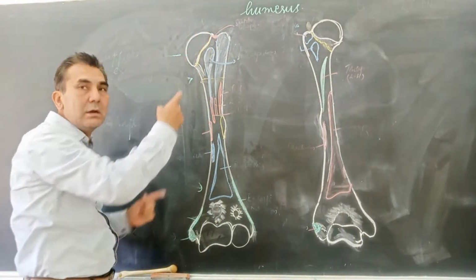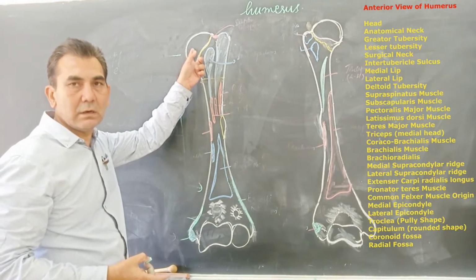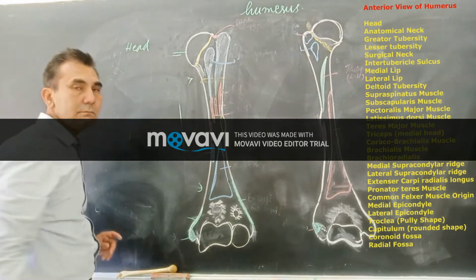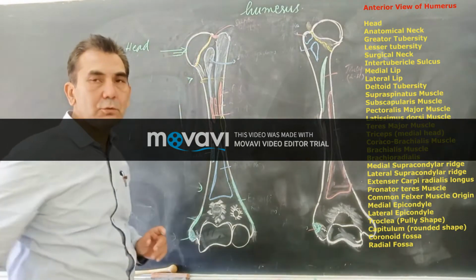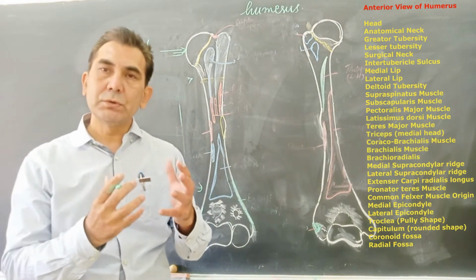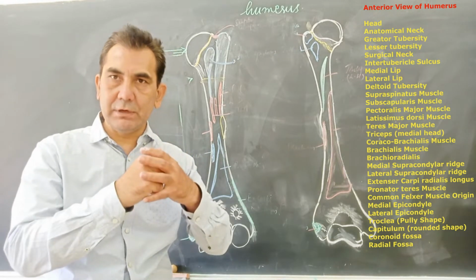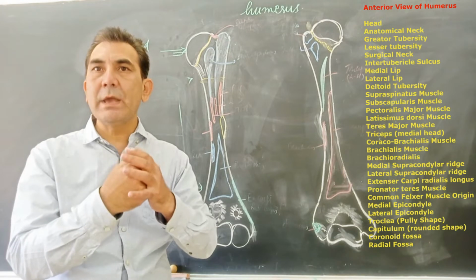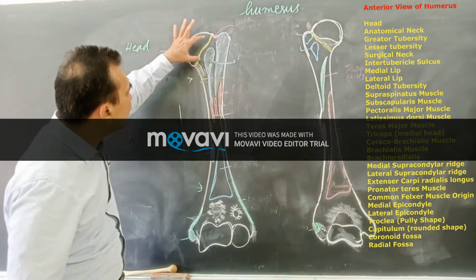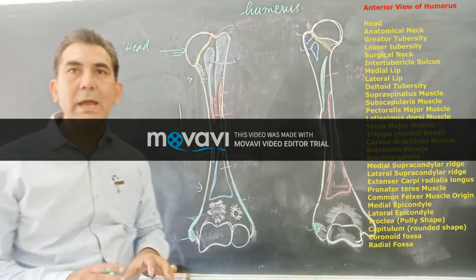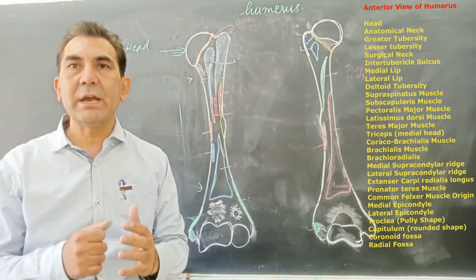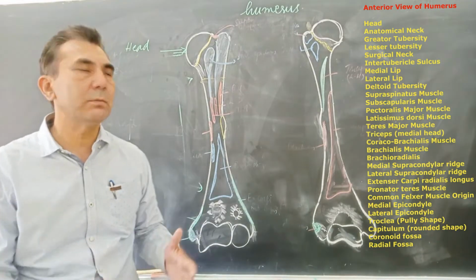You see the round shape at the upper extremity. This rounded shape is called the head of the humerus. The head of the humerus joins with the glenoid cavity of the scapula to make the glenohumeral joint, commonly called the shoulder joint. The head is covered by hyaline cartilage, which makes free movement of the joint possible.